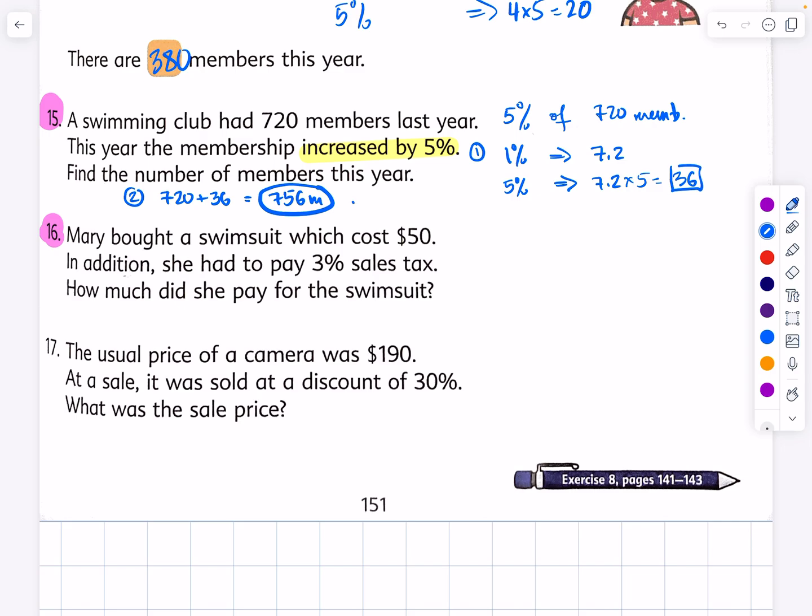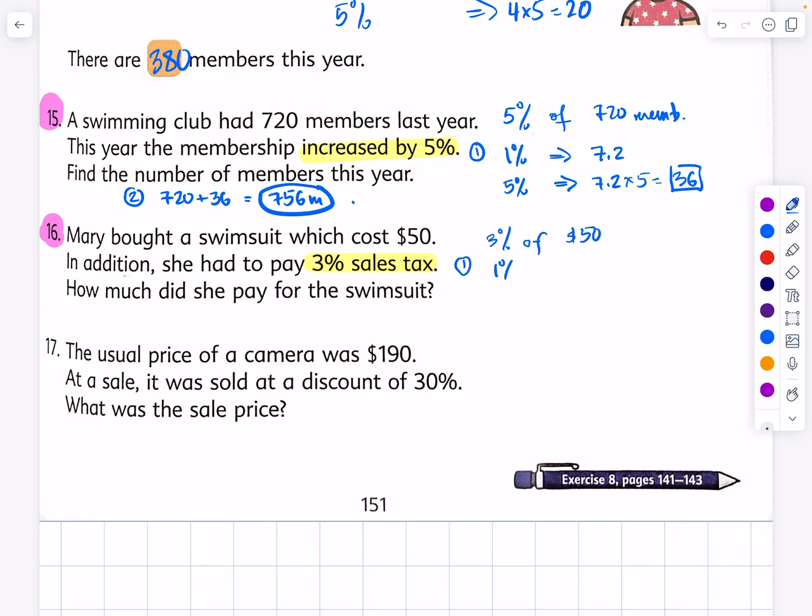Next problem. Mary bought a swimsuit which cost $50. In addition, she had to pay 3% sales tax. How much did she pay for the swimsuit? Again, we need to figure out what was that additional tax. It's like a fee the state government or city government charges you on top of purchases. So how do we figure out 3% of $50? Well, I think it helps to step one.